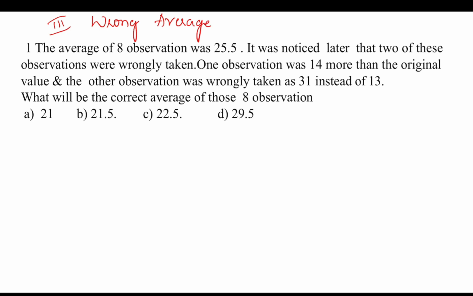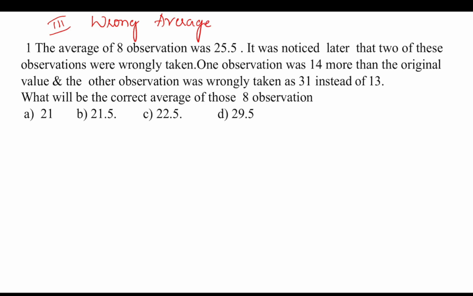The average of 8 observations was 25.5. It was noticed later that 2 of these observations were wrongly taken. One observation was 14 more than the original value and the other observation was wrongly taken as 31 instead of 13. What will be the correct average of those 8 observations?